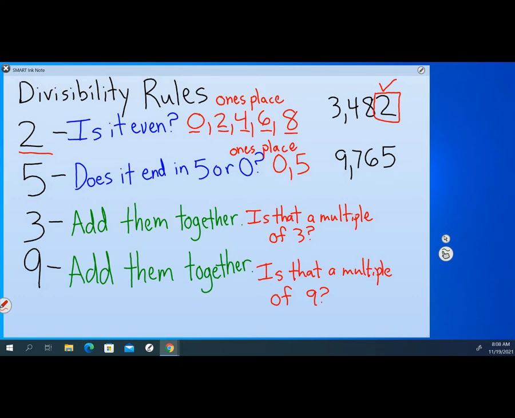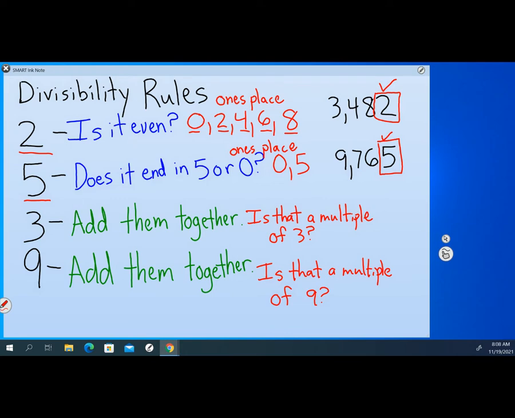Similarly, when I work with 5, what I have to look at again is the ending. Does it end in the ones place with a 5 or a 0? And when I come over to the ones place, yes, it does have a 5 there. Okay, so 5 would go into that evenly, or it is a factor.